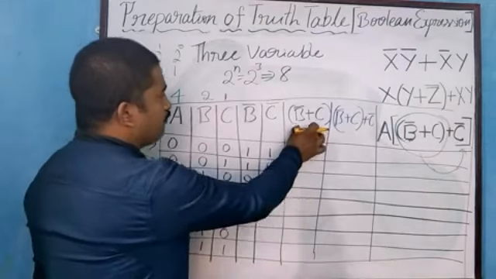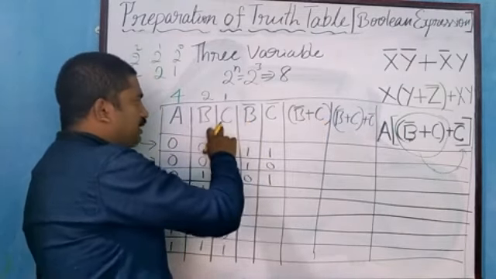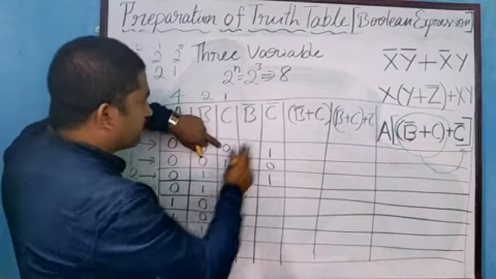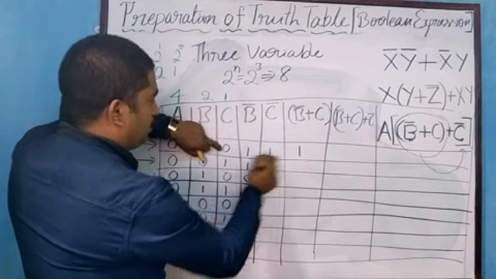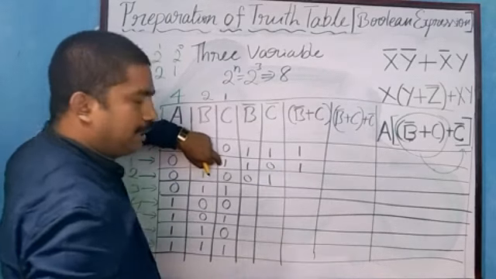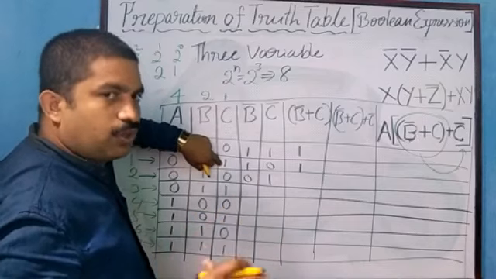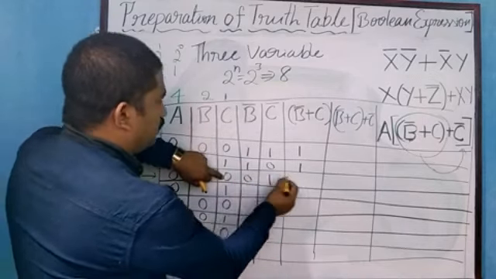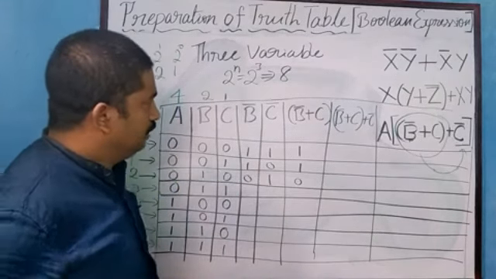Next, what do we need? B complement plus C. This is B complement, this one is C. We need these two columns. This is addition, the OR relation. 0 plus 1 is 1. 1 plus 1, that is 1. Don't write 2, that is 1 OR 1. 1 OR 1 is 1 only. True or true is true. So 0 plus 0 is 0. Like this you can fill the table.